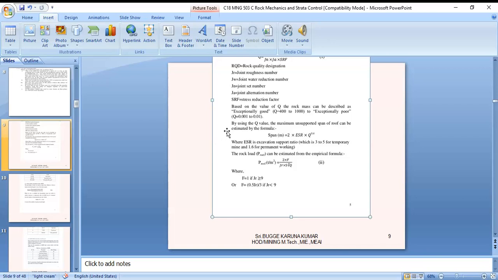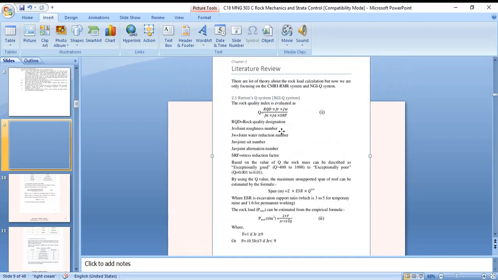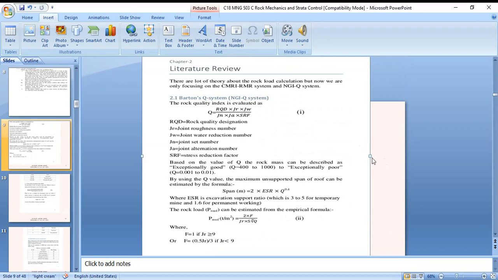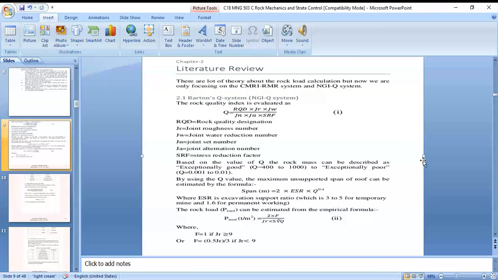So this is the actual formula for calculation purposes, the literature review part. There is a lot of theory about rock load calculation, but now we are focusing on the RMR system and the NGI Q system, the Barton Q system.